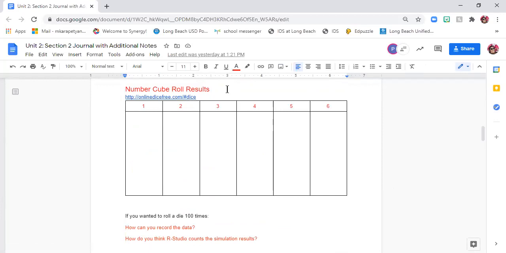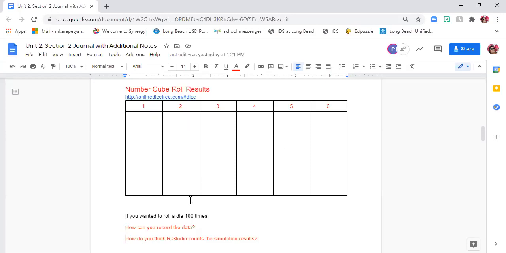Yeah, okay. So what you guys are gonna do is you are going to roll a pair of dice, okay, 6 times. So you're gonna roll 2 dice 6 times. So that's a total of 12 rolls, right? 2 dice 6 times, that's a total of 12 rolls.